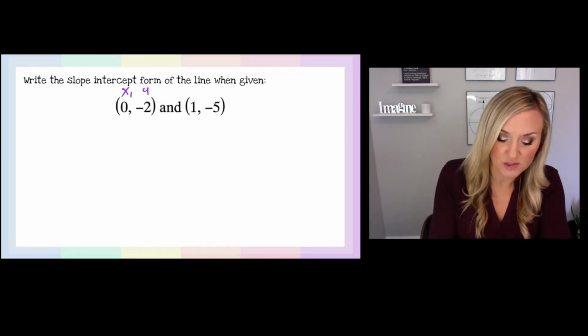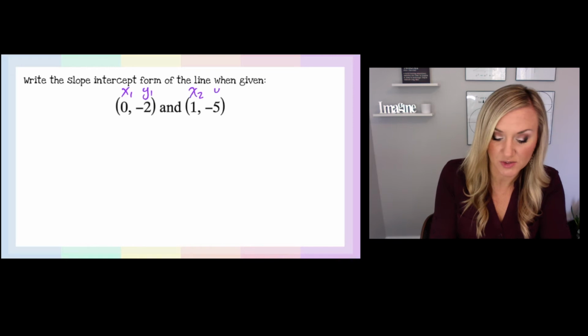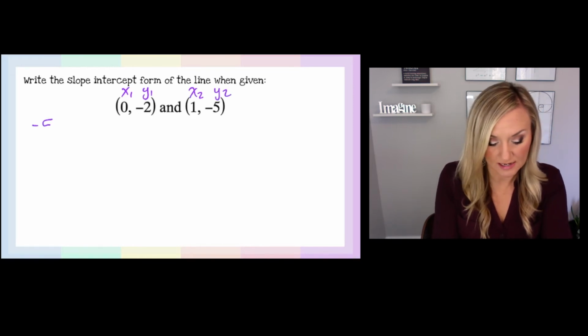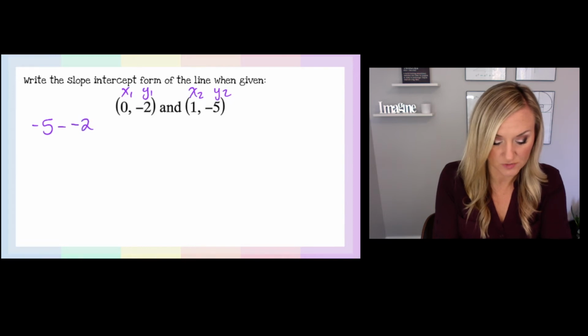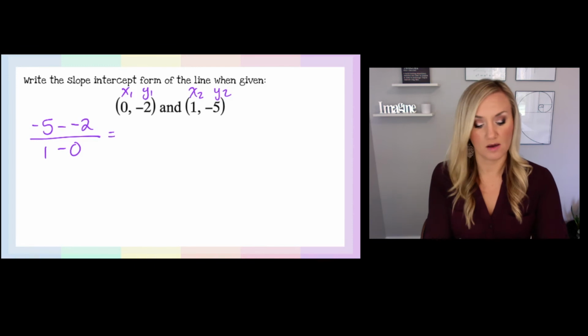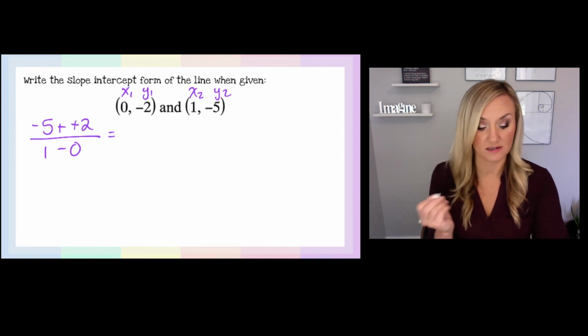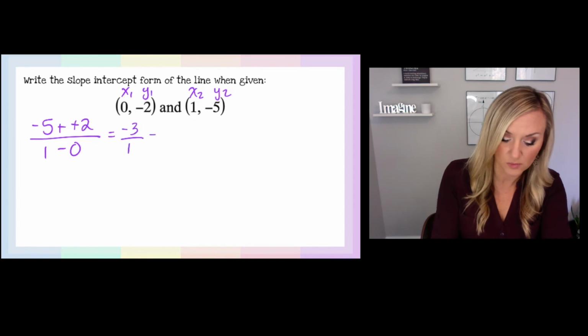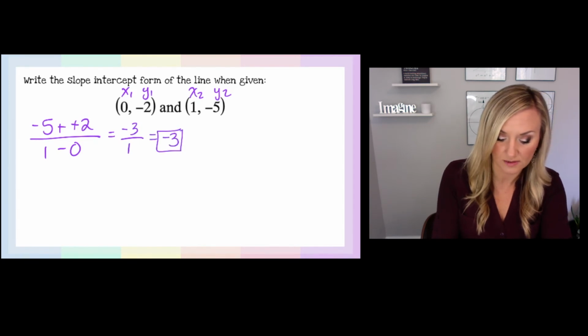Did you label x1, y1, and x2, y2? Good. And then did you set up the slope? -5 minus -2 over 1 minus 0. So I have two negatives equals a positive, so now it becomes -5 plus 2, which is -3, over 1, slope is -3.